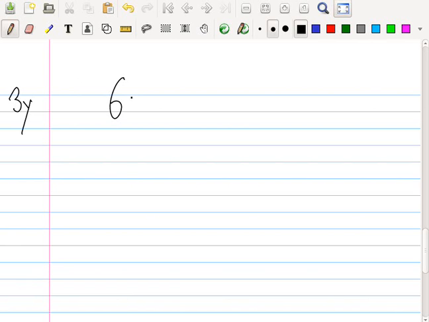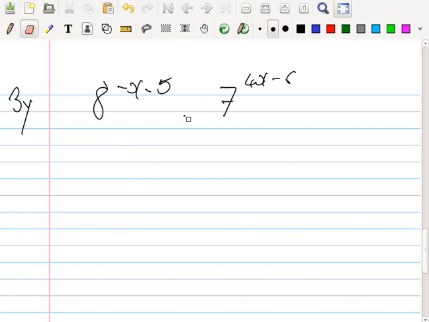6 to the x minus 4. Oh, sorry, I'm doing Z. 8 to the x minus 5 equals 7 to the 4x minus 6. Is that okay? That's just a question. Right, so what should I do first?